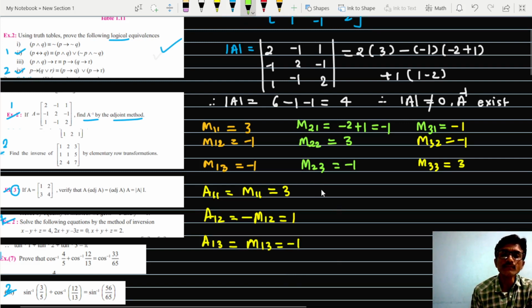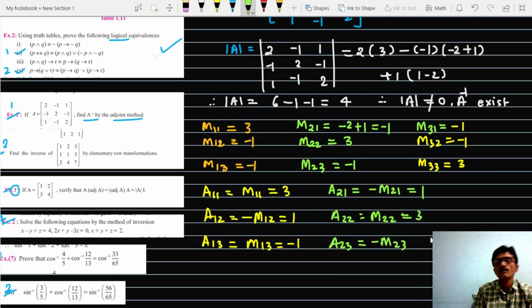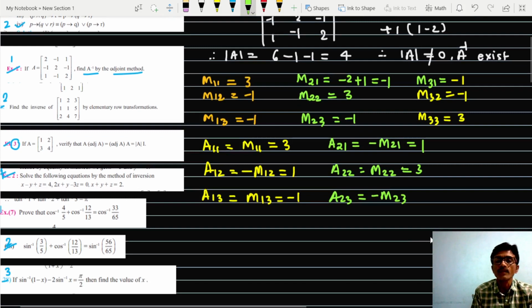Then A21, cofactor A21, is minus of M21. What is M21? Minus 1, so it will be equal to plus 1. Then A22 is equal to M22, and M22 is 3. Then A23 is equal to minus of M23. M23 is minus 1, so it will be equal to plus 1.